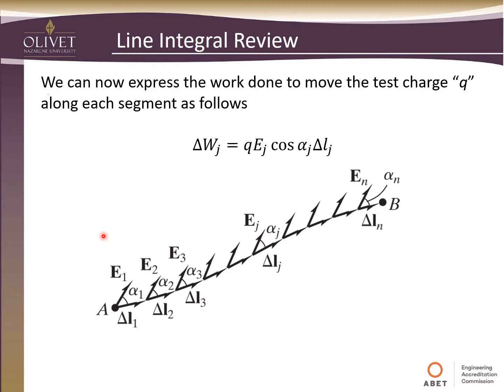Being that we have this defined now, we can express the work required to move this test charge q along each segment as it moves along the path. So we'll have this delta Wj, the incremental work for each little line segment. It's going to be our test charge q, times the magnitude of the E field at that point, the length of this vector, Ej, times the cosine of alpha, the cosine of the angle for each one of these segments, and then times the length that we're moving it, this delta L. So this is the standard definition for work that we're putting into play here.